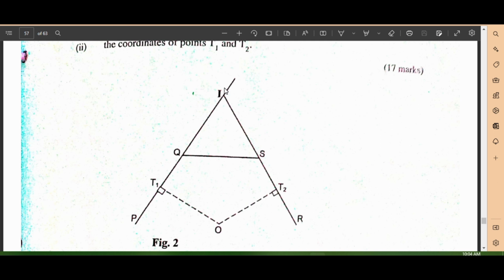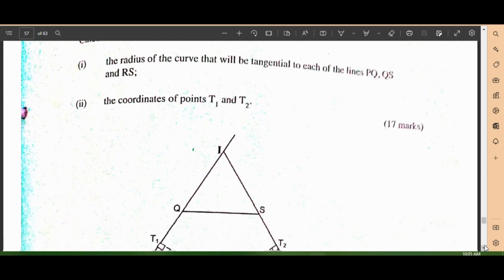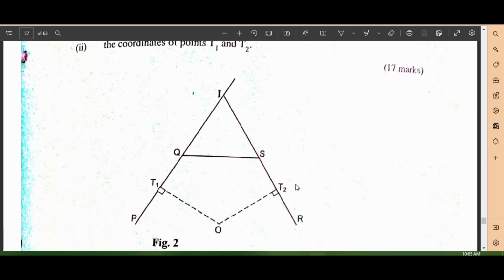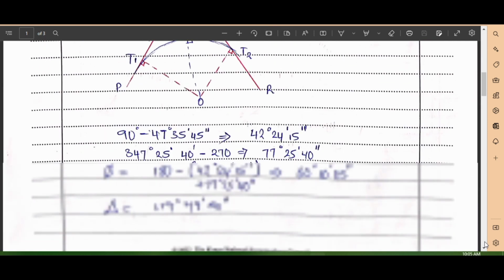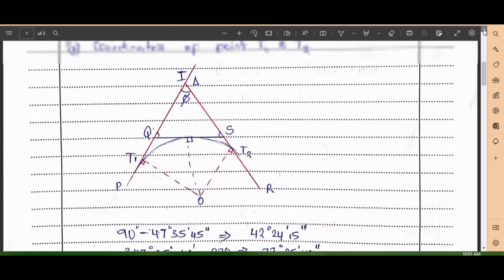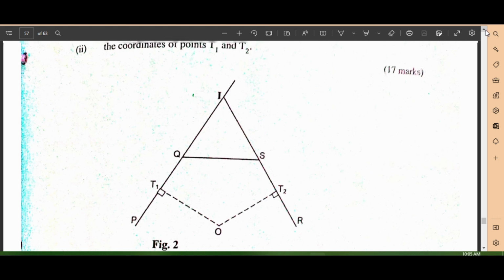So we have P to I, R to I. Then here we have Q and S, that we have been given the coordinates for. The coordinates have been given here, the northing and the easting; those are the control points. Then here we have T1 and T2. Then here we have center O. So we go ahead and see the solution. I have calculated the solution here, and I went ahead and sketched my own. This sketch comes from the concept that we have been told here.